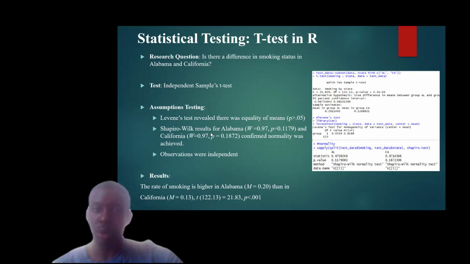Shapiro-Wilk results for Alabama were 0.97, and the P was 0.1179, and California showed 0.97, and P was 0.1872. This confirmed normality was achieved. Observations were independent, and the results showed that smoking is higher in Alabama at 20% than California at 13%.